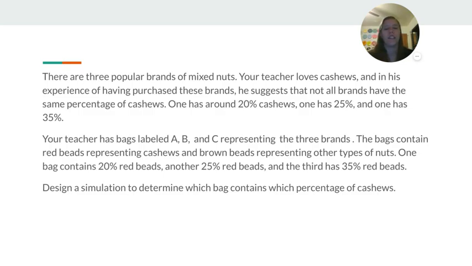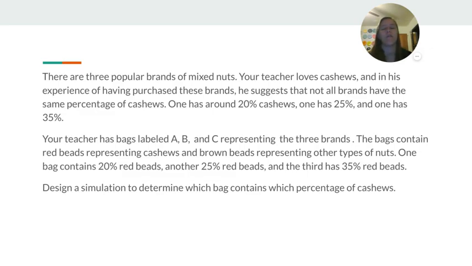All right, last one here. There are 3 popular brands of mixed nuts. Your teacher loves cashews, and in his experience of having purchased these brands, he suggests that not all brands have the same percentage of cashews. One has around 20%, one has 25%, and one has 35%.